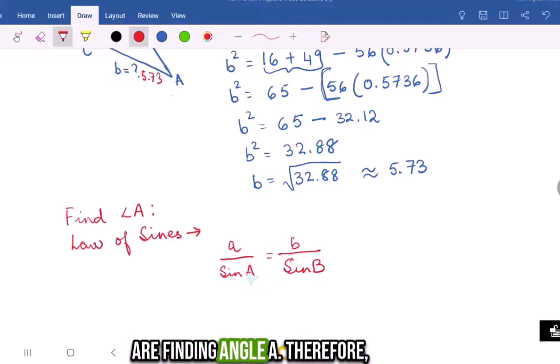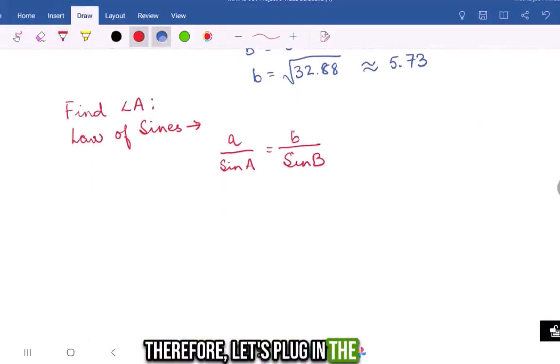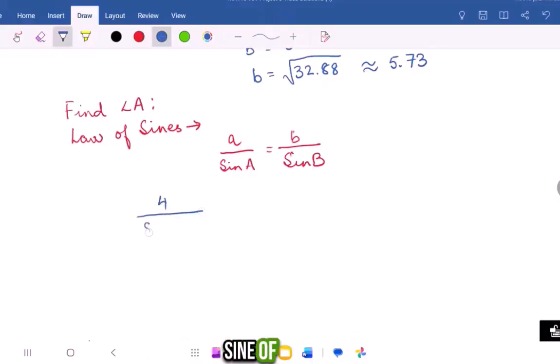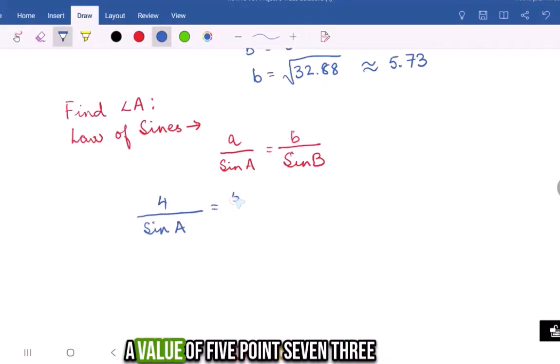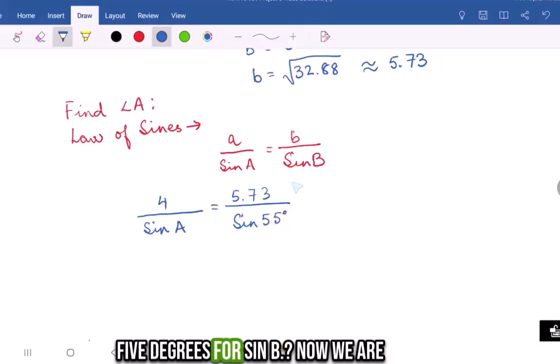We are finding angle A. Therefore, that is the unknown variable here. We know the value of A, we know the value of B from the previous step, and we know the value of angle B as well. Therefore, let's plug in the values. A has a value of 4. Sine of A has to be left as sine of A. B has a value of 5.73, and then we will have sine of 55 degrees for sine B.